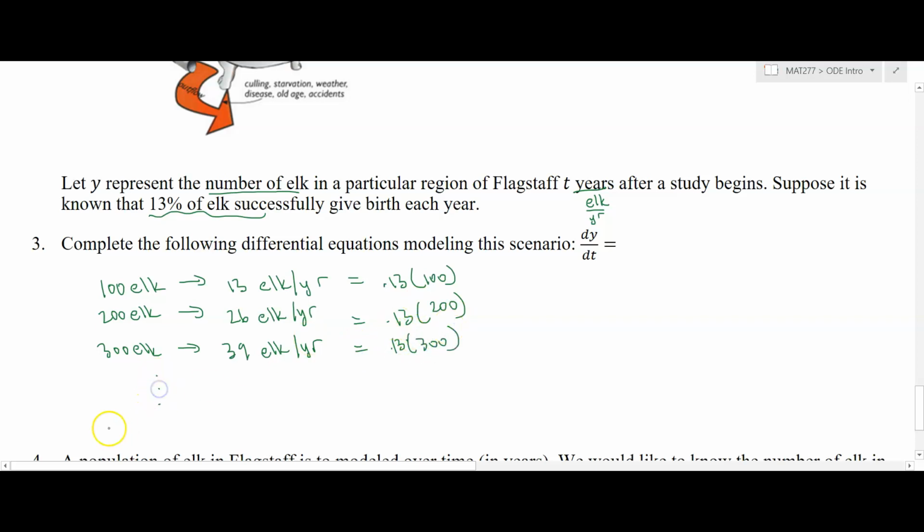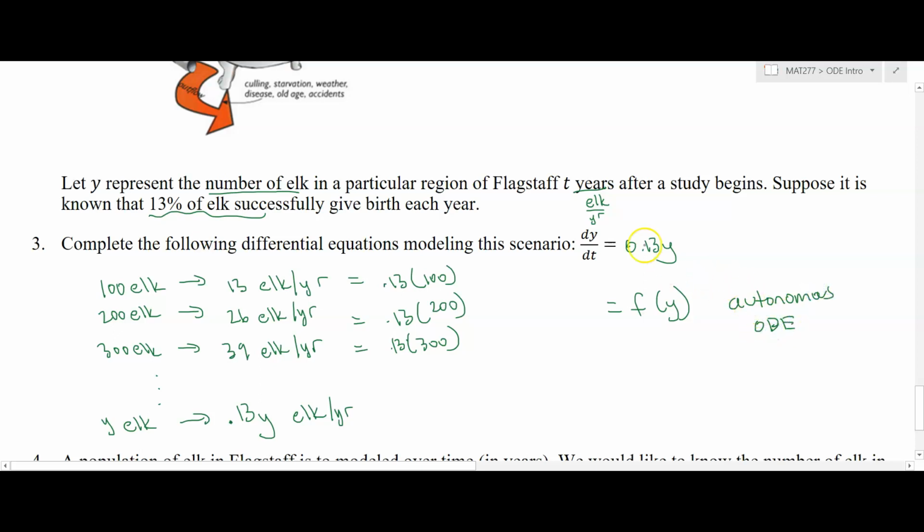And in general, I like to do this in general. If there were y elk, because y is the variable that tells us how many elk there are, then I would have 0.13y elk per year as an instantaneous rate of change. So it's always 13% of whatever our population size is. And that is the reason why our differential equation is now, for the first time ever, well, maybe you've seen these types of equations in your education, but this is a differential equation that is a function of the dependent variable, also known as an autonomous ODE.